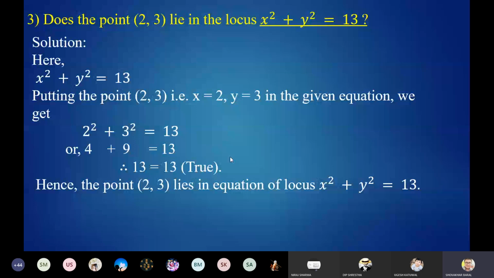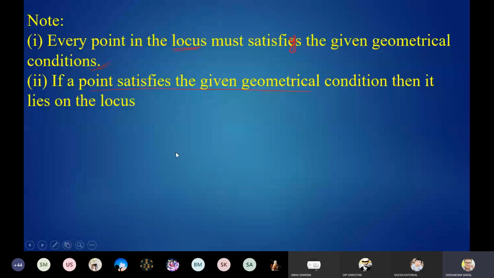Okay, I'll call later. So let me continue the slide. Let's not disturb the regular class. So let me begin from the earlier one. Every point in the locus must satisfy the given geometrical conditions. Suppose this is the path traced by a moving point. Suppose this is a straight line.